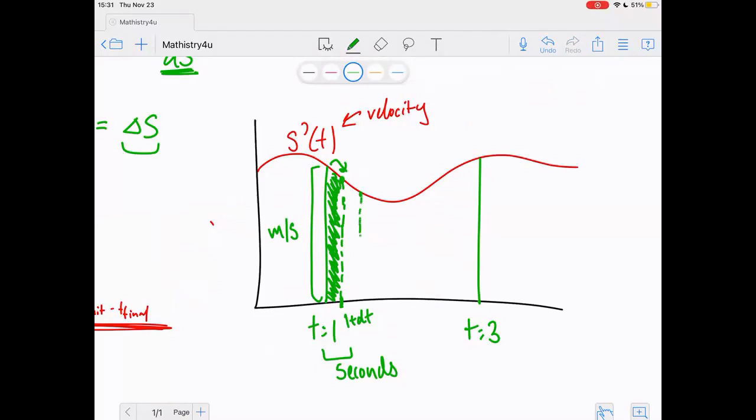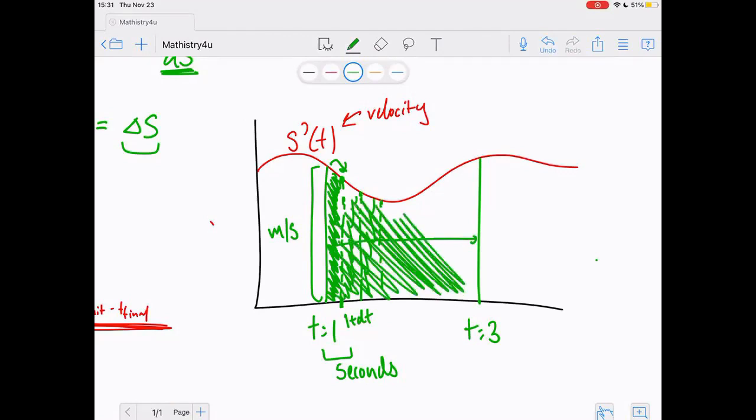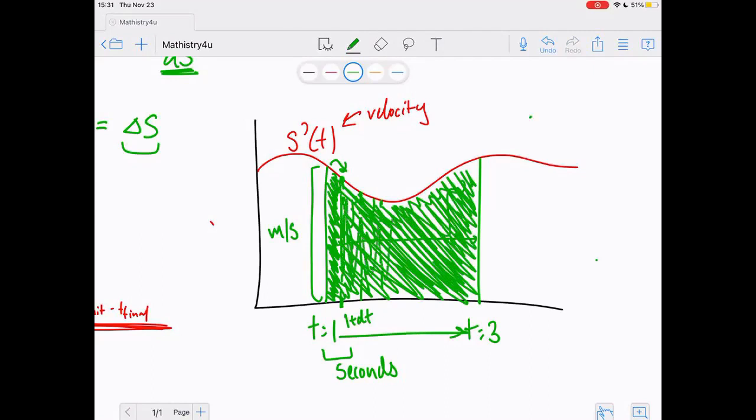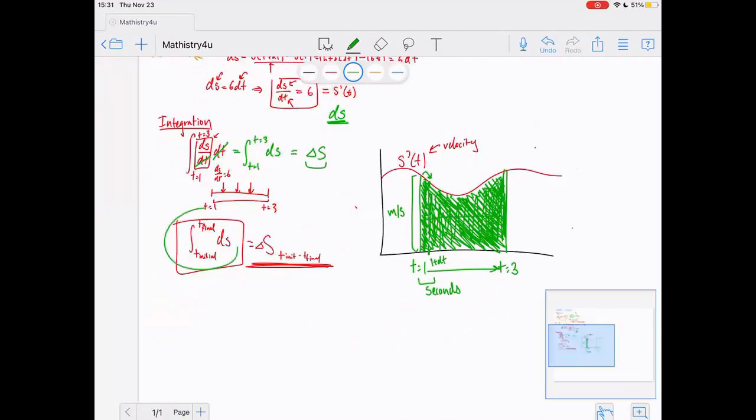And you could do that again. You could look at the next infinitely small period in time and the next infinitely small period of time. And if you keep on doing that for all these infinitely small periods of time, you just end up shading in this entire area underneath the curve between time t equals 1 second and time t equals 3 seconds. So from this time to that time, how far did it travel? To answer that question, all you have to do is find the area under this curve. And how do you find the area under the curve? Using this handy dandy integral right here.